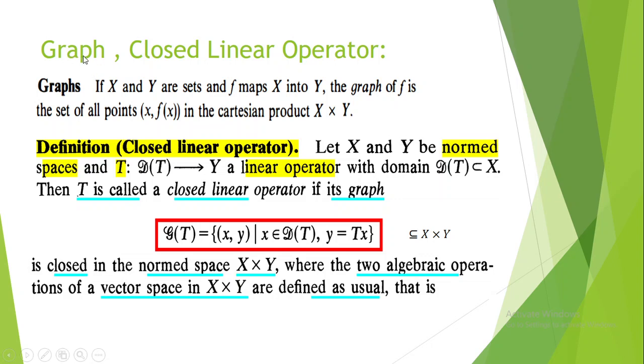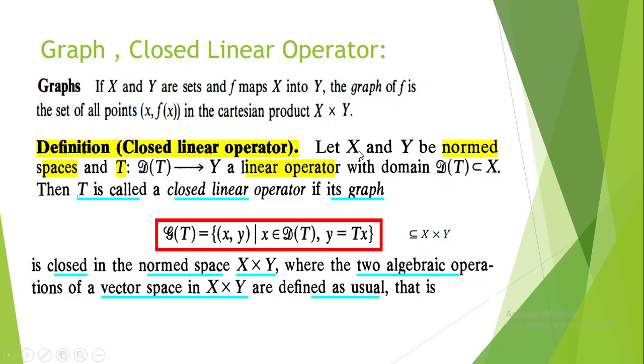So first of all, we will define what a graph is. If we have two sets X and Y, and a mapping between these two sets, say f, the set of all ordered pairs (x, f(x)) in the Cartesian product is called the graph. So the graph is the set of all those points in the Cartesian product of the given mapping. Now we will define a closed linear operator.